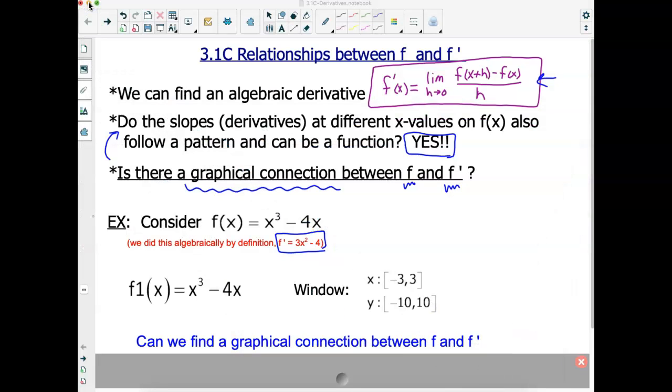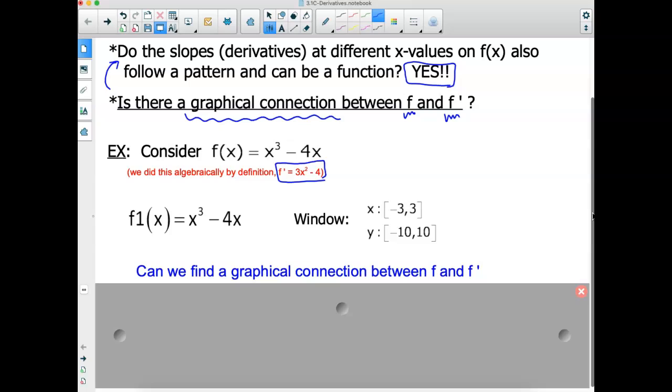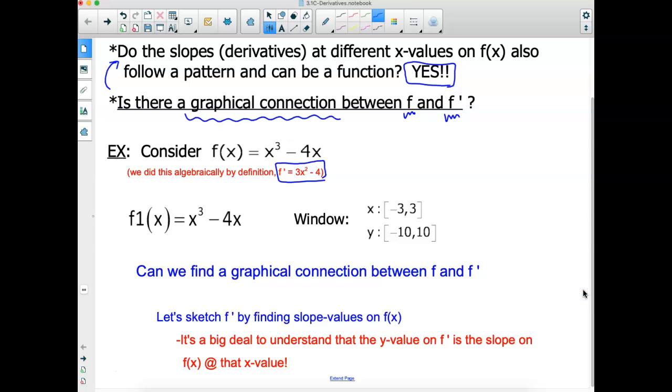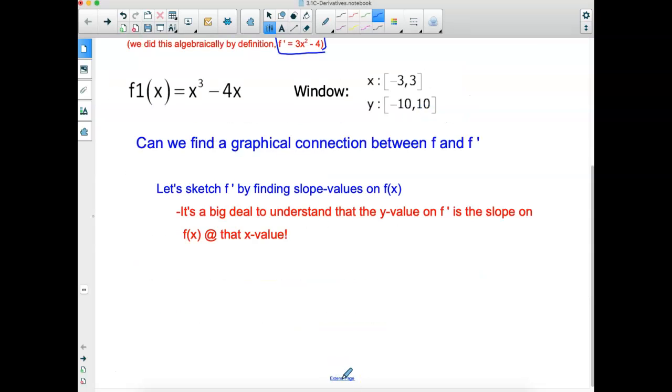And what we're going to do with this graph is, my question is, can we find a graphical connection between the graph of f and the graph of f prime? Is there a graphical connection between these two? And I really want to talk about something here. We are going to be sketching a graph of f prime. The way we're going to graph that is we're going to find a bunch of ordered pairs that would make up our f prime graph by finding slope values on f of x. And I'm going to show you how to do that in your calculator.